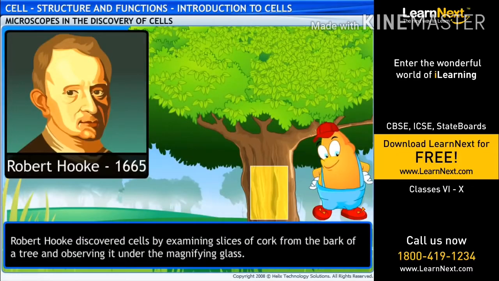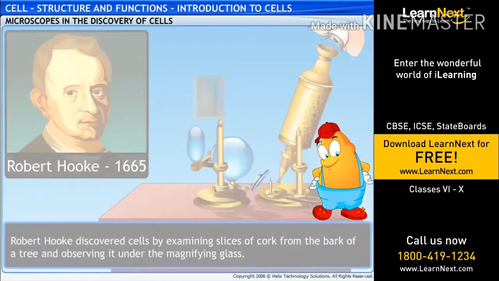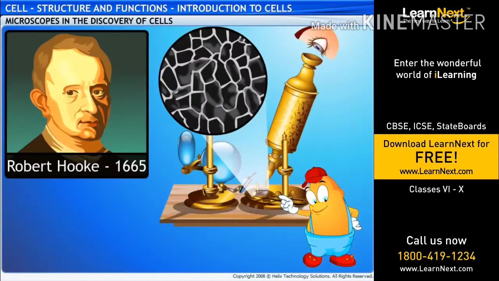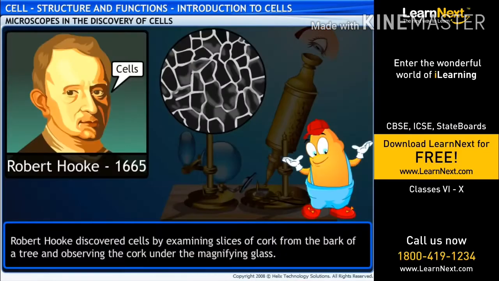He discovered cells by examining slices of cork from the bark of a tree and observing it under the magnifying lens. He was able to see partitioned boxes. He named these boxes cells, since they resembled the cells in which monks lived.